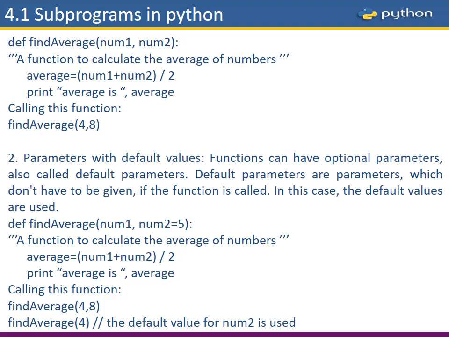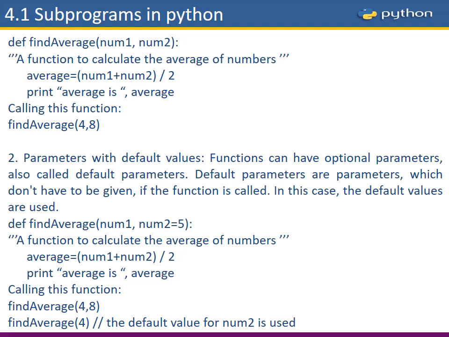For instance, if the caller provides a value, that value is used. If the caller does not provide a value, the default value will be used. Now we can see from the example here that we have find_average(number1, number2=5). That means if the caller provides a value, that value is going to be used, otherwise number2 is equal to 5.